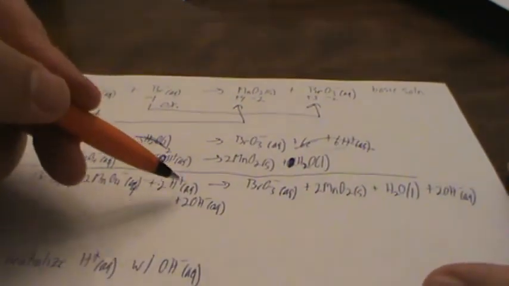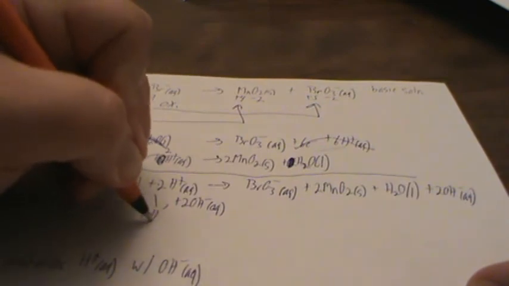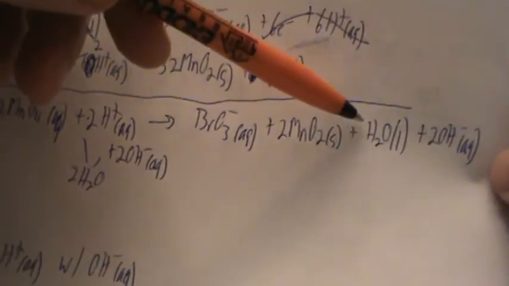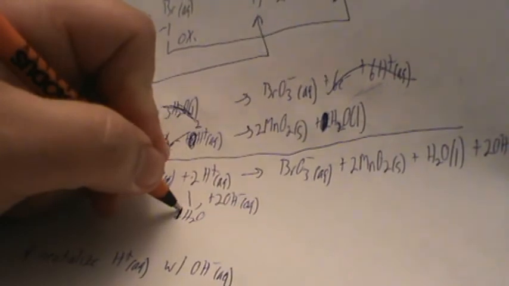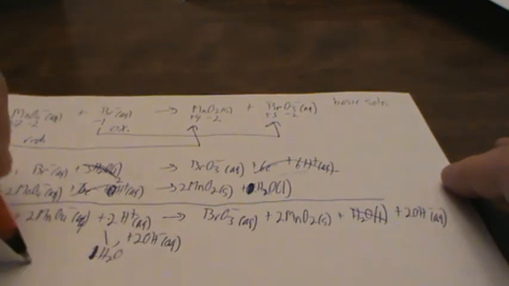Now, the hydrogen ions and the hydroxides are going to combine and give us water. And we already have a water on the right-hand side. So the 2 waters we just produced are going to be reduced down to 1, and the one on the right is canceled out. So now we have a final answer.